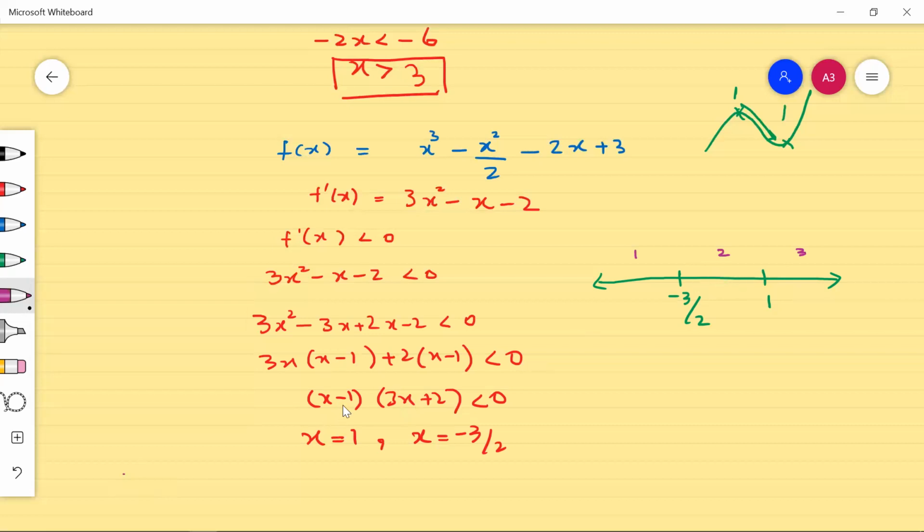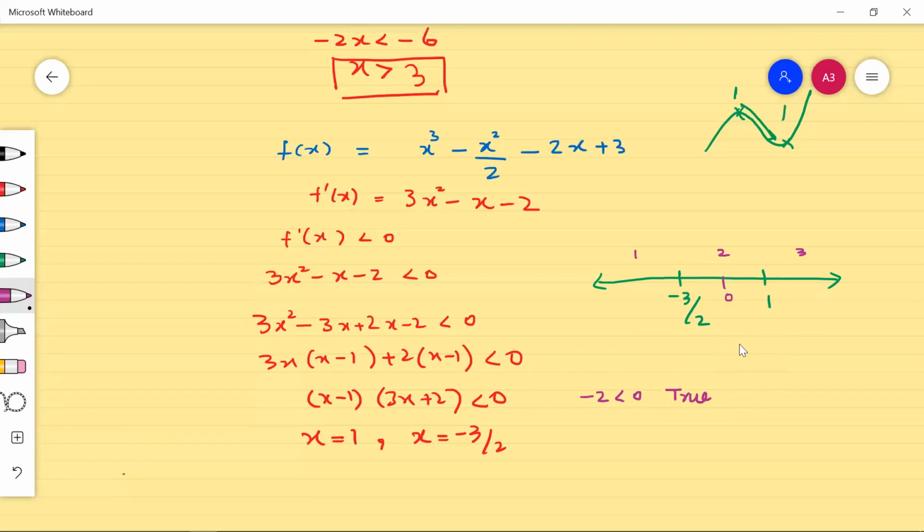So put 0 here, this would become minus 1 and minus 1, and when you put 0 here, minus 1 into 2 would become minus 2, and minus 2 less than 0 means it is true. So we select number 0 from here and put it in this inequality. You can select any number, whether it is 0, 1, 2, 3, 4, 5, 6, 7, that lies in region 2. So region 2 is our solution.